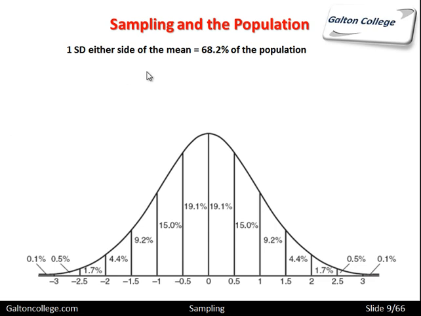If we calculated one standard deviation either side of the mean, that would be 62% of the population. Now we'll deal with standard deviations in other videos, but for the moment, if we took one standard deviation, so we move from, let's say, the mean here, this is the average, we'll call it 0, and we moved across one standard deviation and one standard deviation on the other side, we would have 19.1 plus 19.1, which is 38.2, plus 15 plus 15, which is plus 30. So 38.2 plus 30 is 68.2.